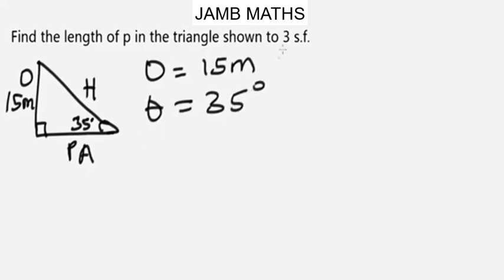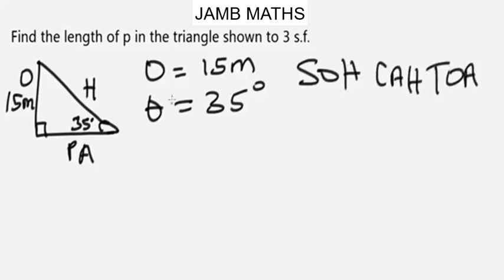Now from this formula, SOHCAHTOA, let's determine the one we're going to use, whether it's SOH, CAH or TOA. From these parameters we have the opposite, and we're looking for the adjacent. This shows us that we're going to use TOA, because TOA has opposite and adjacent. It is TOA that will give us what we want, because it involves the parameters in this question.